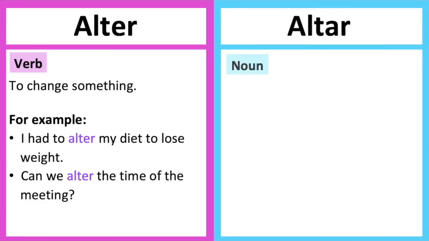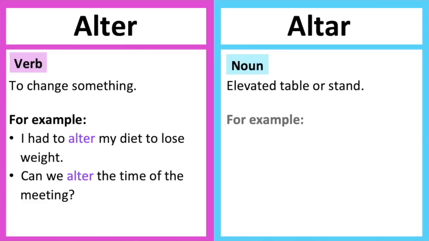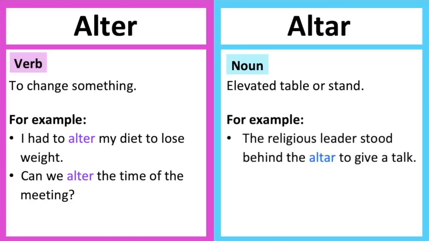Altar is a noun. It refers to an elongated table or stand that's usually found in religious buildings such as a temple or a church. For example, the religious leader stood behind the altar to give a talk. Samuel cleans the altar every week.